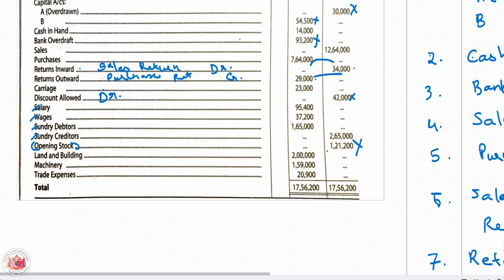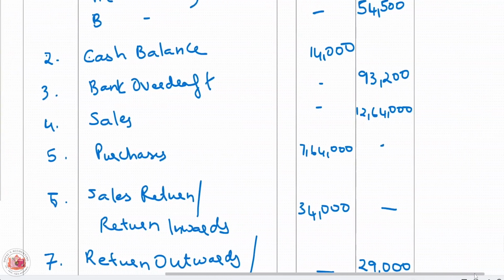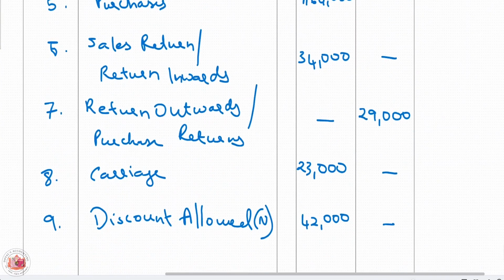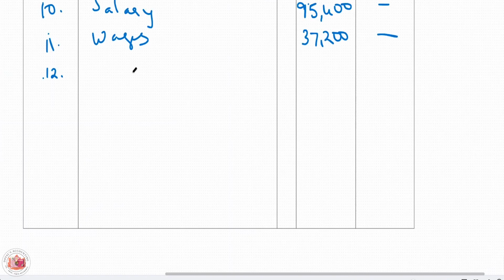Okay, so let me just note down all of these balances. He has correctly recorded all the other transactions. I'm just writing down all of those. Number 10. Sundry debtors. 1,65,000. Opening stock.